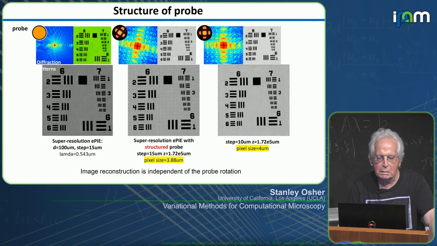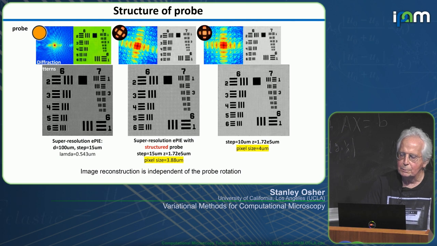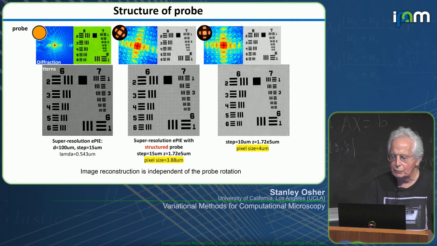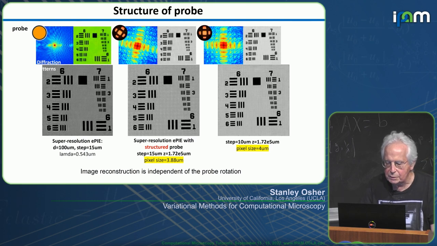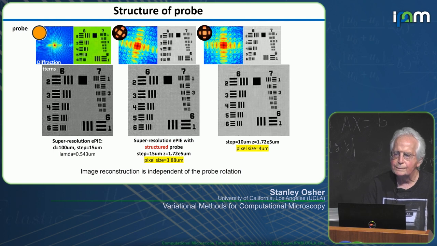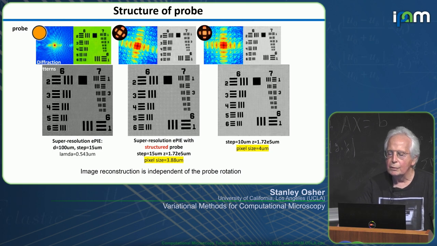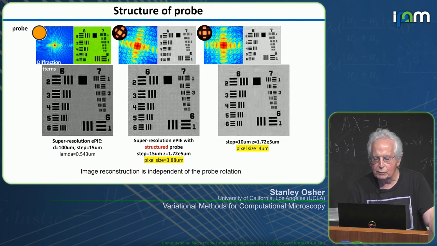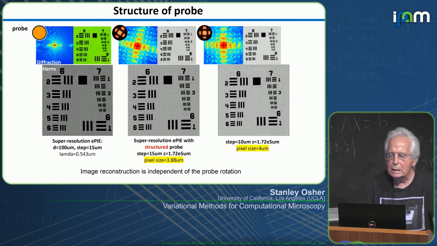This is great. This really intrigues me. You have a probe on the left, and then you have a probe in the middle and on the right, and that probe, for some reason, God knows why, was made this way. And it turns out the structured probe gives better results. Now, I don't know whether the people who built it knew that was going to happen or it just happened, but that's very intriguing. And moreover, the reconstruction is independent of how you rotate that crazy probe. So you can see in the pictures that you get a much better result with that crazy probe.